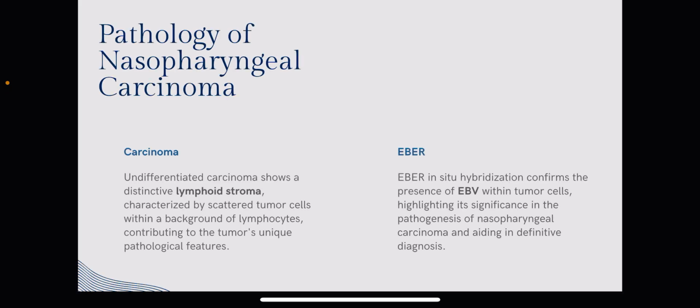Now let's see the pathology of nasopharyngeal carcinoma. Undifferentiated carcinoma shows a distinctive lymphoid stroma characterized by scattered tumor cells within a background of lymphocytes contributing to the tumor's unique pathological features. EBER in situ hybridization confirms the presence of Epstein-Barr virus within tumor cells, highlighting its significance in the pathogenesis of nasopharyngeal carcinoma and aiding in definitive diagnosis.